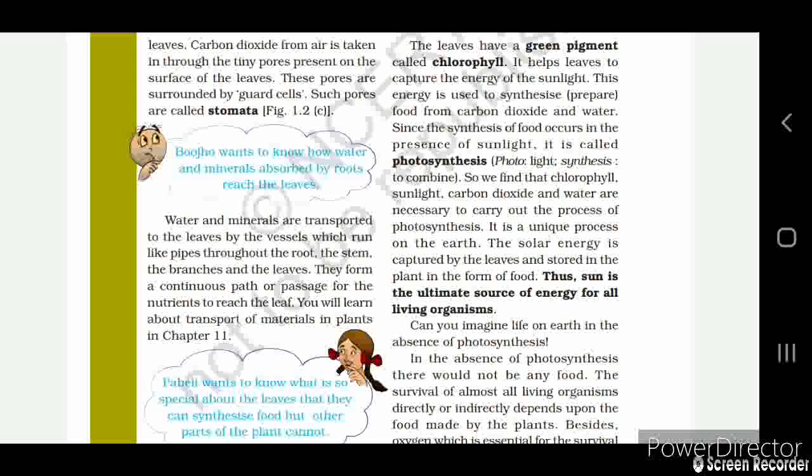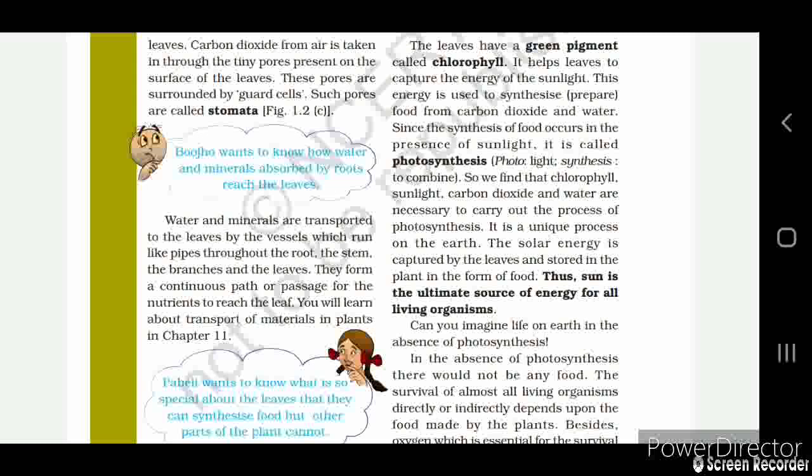Photo means light, the energy of sunlight which you observe, and synthesis means preparation of the food. By this combination of photo, meaning light, and synthesis, meaning to combine, it is called photosynthesis. So we find that chlorophyll, sunlight, carbon dioxide and water are very much necessary for the process of photosynthesis.